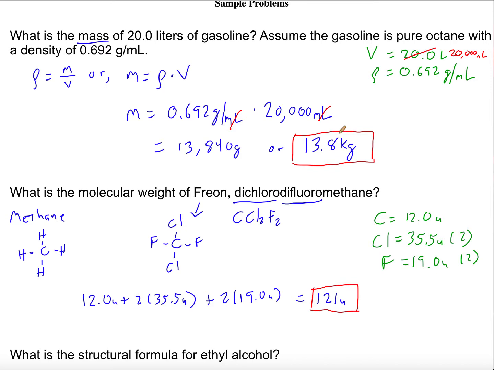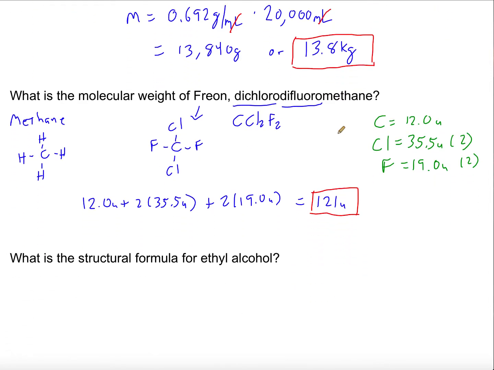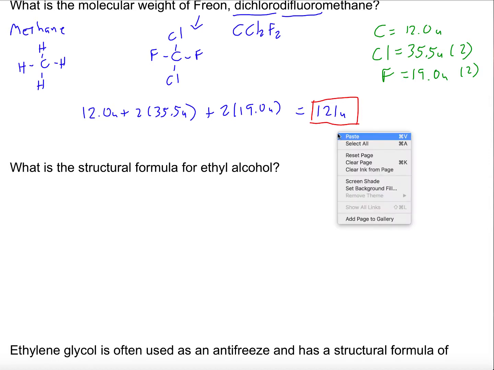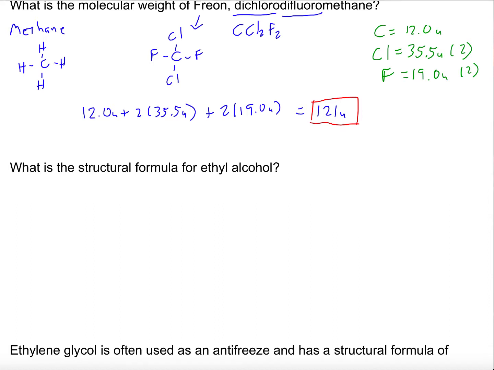Now, our third problem asks for a structural formula for ethyl alcohol. And we're going to need first the ethyl radical. Think about this. We need the basis for what ethane is, because ethyl alcohol would be based on that. So remember what ethane is. We know what methane is.